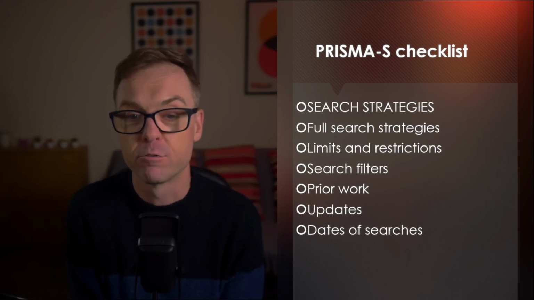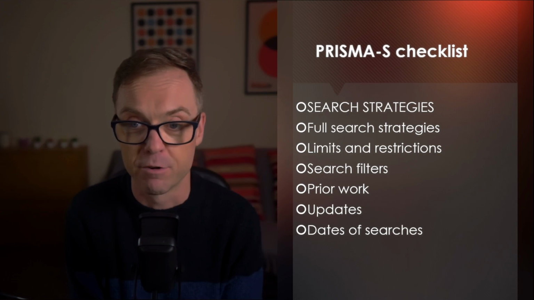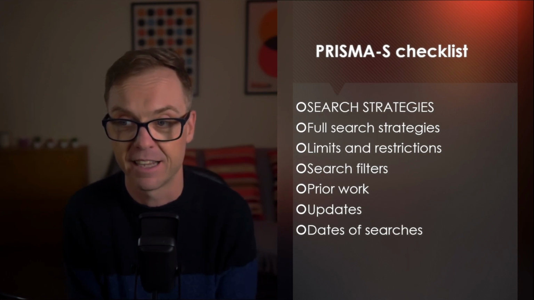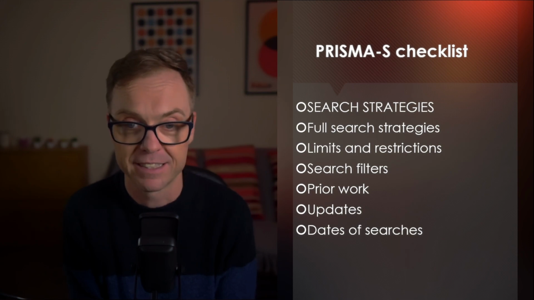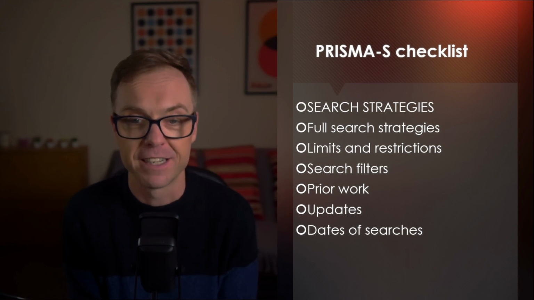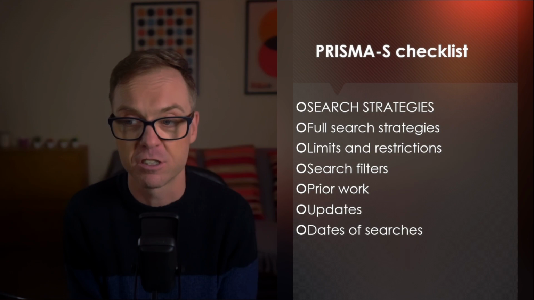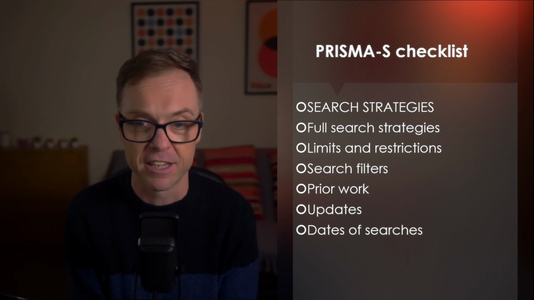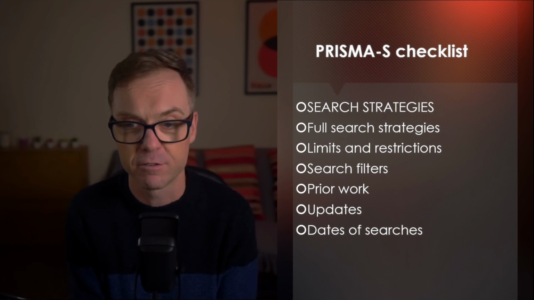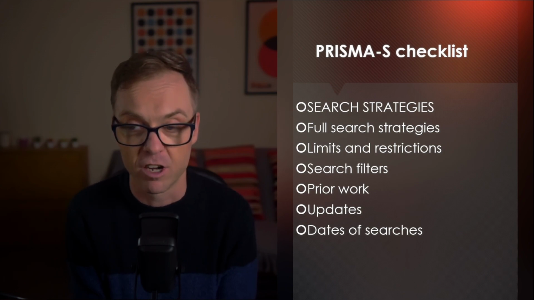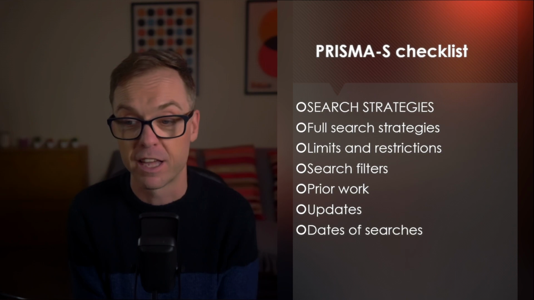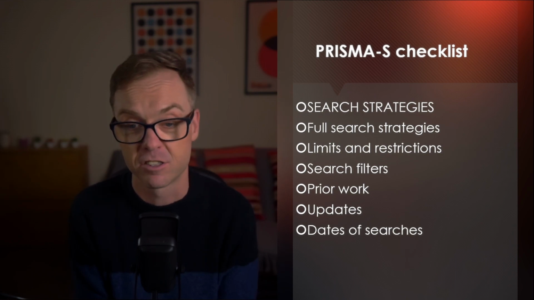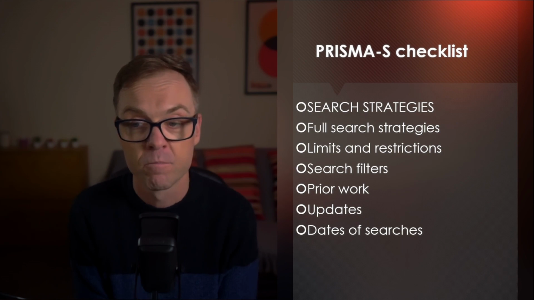We need to report the full search strategy exactly as they were run. So include the full search strategy for each database and fully copy and paste that. We need to fully describe any limits or restrictions that we used in the searches and provide justification for their use. If we use search filters, we need to describe those and describe whether we used them as originally designed or whether we modified them, and we need to cite them if we've got a source.